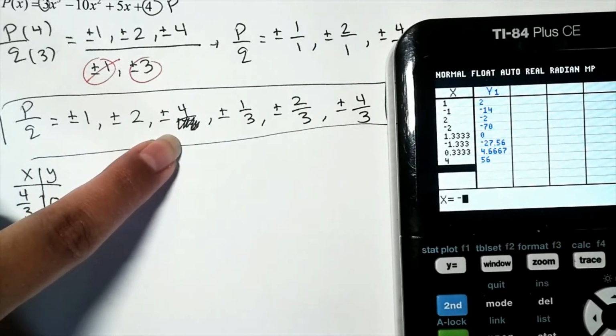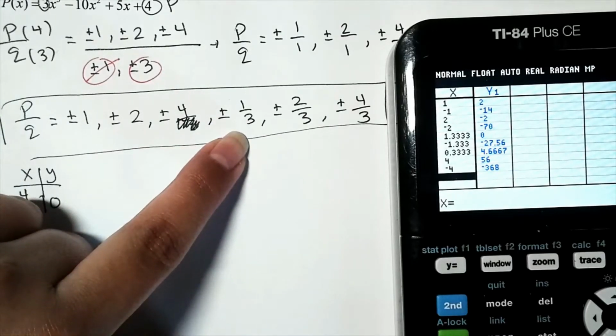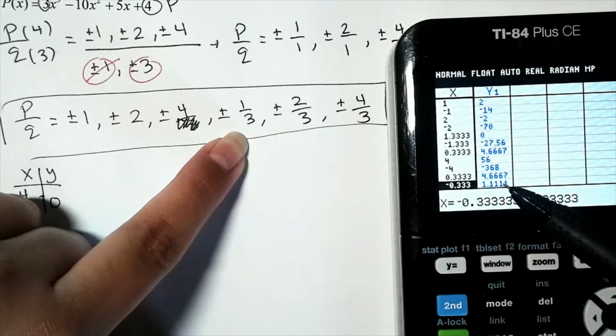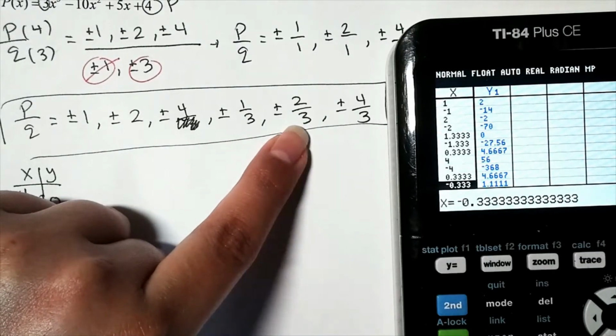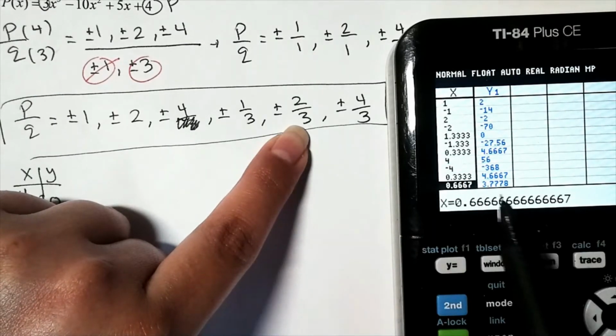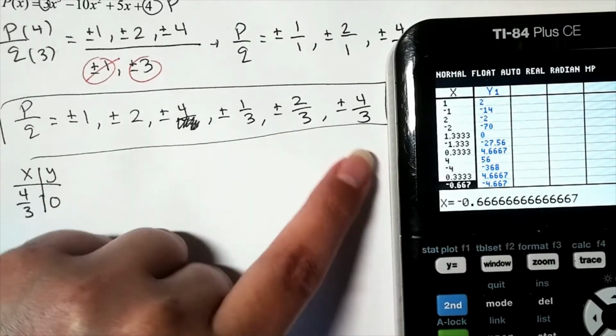Is -4 a zero? No. Is 1/3 a zero? I think we already tested it, but I don't see it. Okay, so I'll test it again. Is -1/3 a zero? Nope. Okay, how can we tell? Because the function value is not 0. Is 2/3 a zero? So 2/3. Nope. Okay, is -2/3 a zero? Cool. No, it's not.